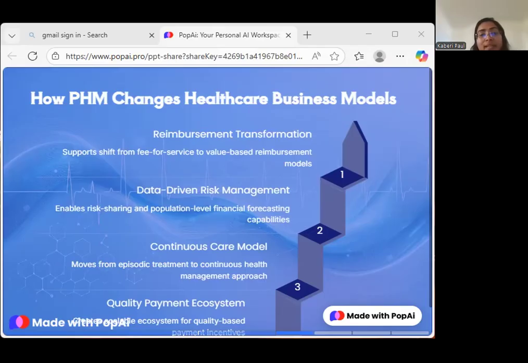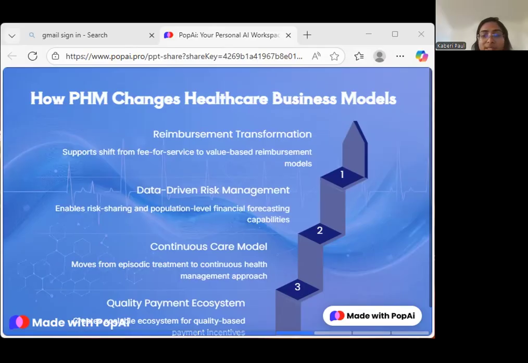This means healthcare organizations must rethink how they use data, how they coordinate teams, and how they evaluate financial risk. Instead of treating individuals in isolation, population health management pushes systems to look at the whole population and long-term outcomes. Because of this shift, it is not just a technology, it is a driver of business transformation.